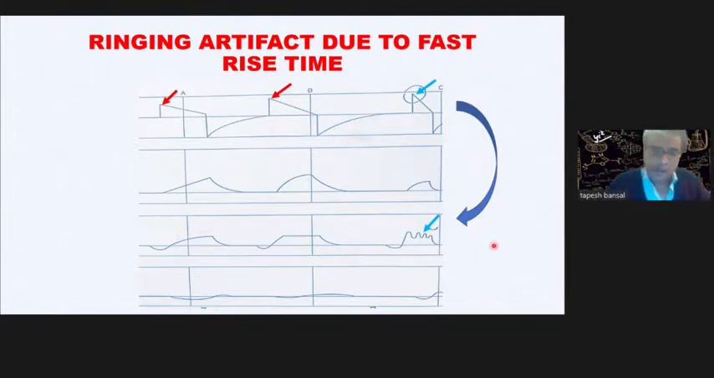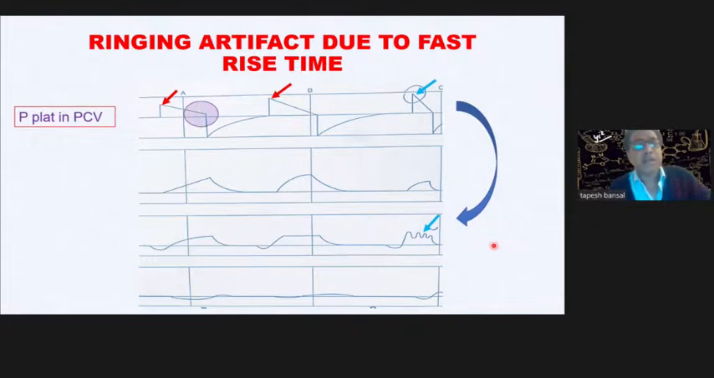Now, finally, the question of P-flat in PCV. So is there any relevance of measuring plateau pressure in PCV? Now, there is a relevance to measuring P-flat in PCV. The P-flat is not the same as your pressure control in P-flat all the time. In this situation, which is the situation where the flow is coming to zero before expiration starts, yes, your PCV, your pressure control will be the same as your P-flat.